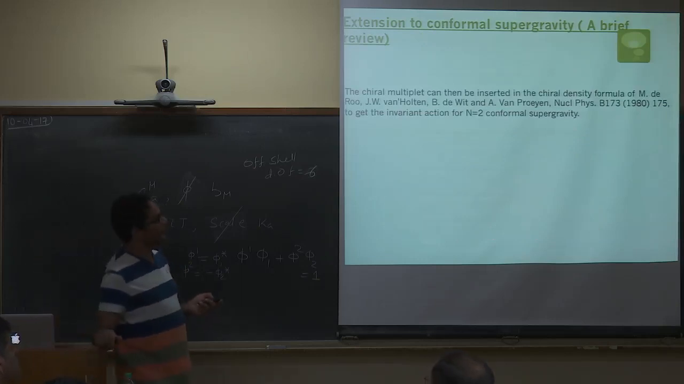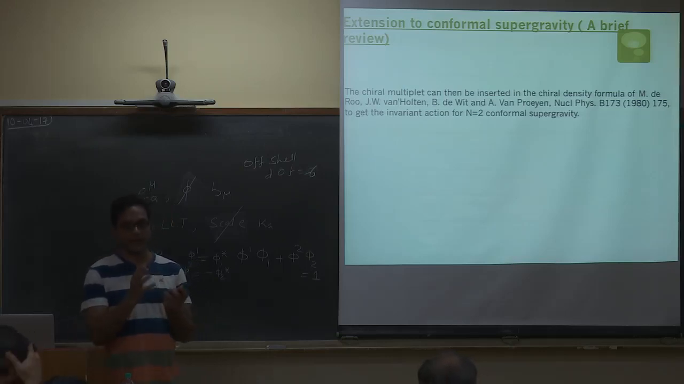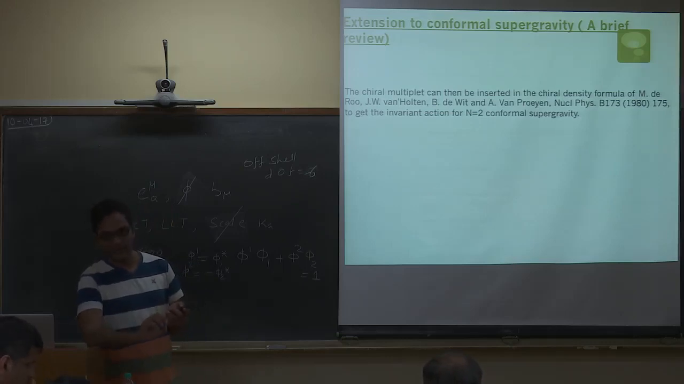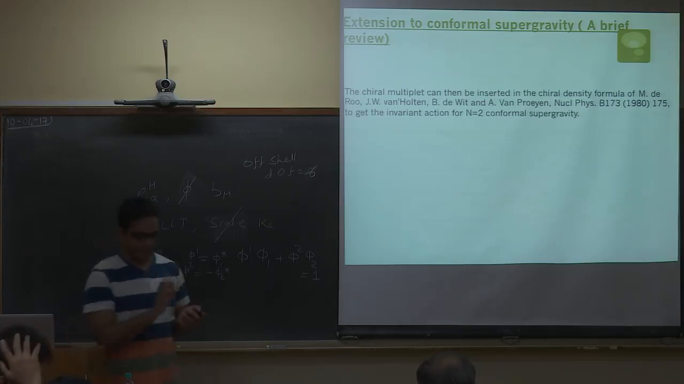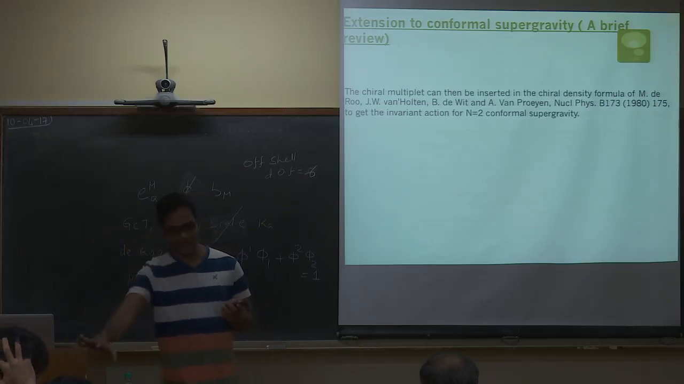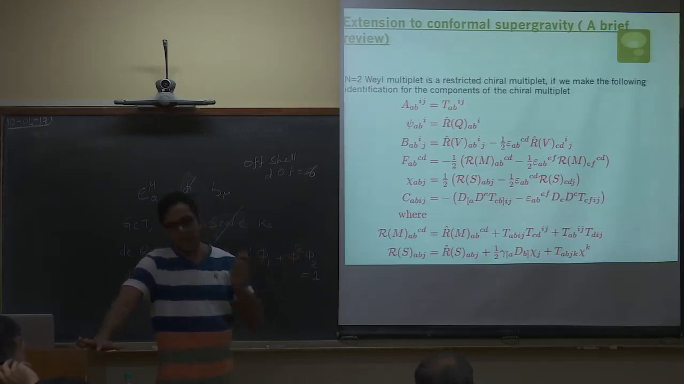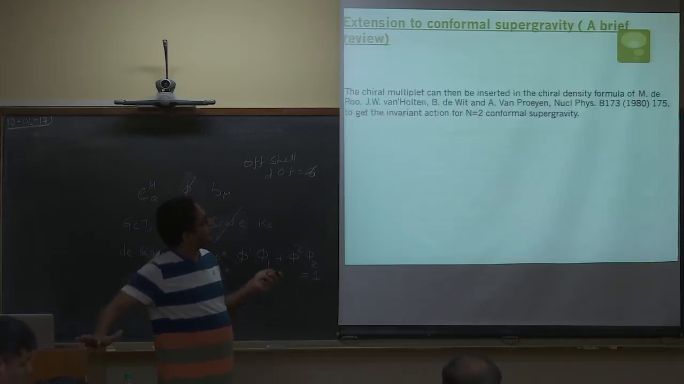So the good thing about N equal to 2 was that there was a density formula developed by these people, known as the chiral density formula. If you have a chiral multiplet in the background of conformal supergravity, you can immediately write down an invariant action from the components of the chiral multiplet. So in order to write any invariant action, it was important to embed that particular multiplet into the chiral multiplet, right? That is what was done. So this is like embedding the Weyl multiplet into the chiral multiplet. You write down the chiral multiplet from the components of the Weyl multiplet, and once you have that, you just plug it into the density formula that was developed by these people.